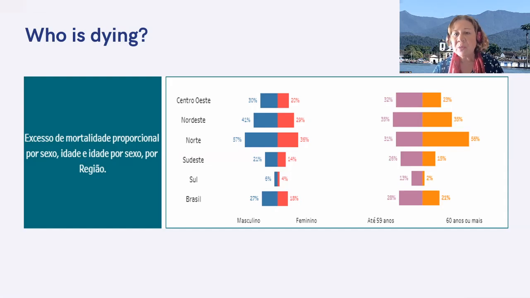And also by age group: here in purple, under 60 years old, and in orange, 60 or more years old. The impact in the group where we weren't expecting much mortality was on average 28%, but in some regions it was higher, and also more balanced between the elderly and people under 60. So we also have this pandemic hitting the entire population. Now we'll see in the next slide, please.